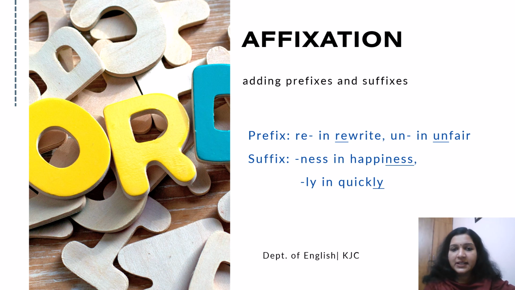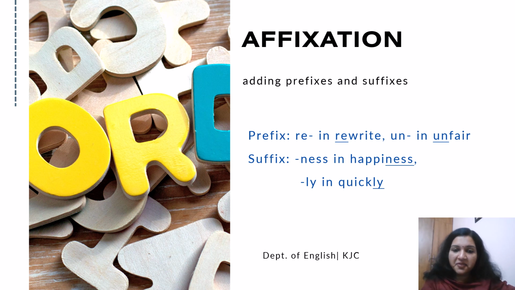Affixation is nothing but either adding a prefix or a suffix, sometimes both, to create a new word. Say, for example, the word right. If you add the prefix re to the word right, we'll get rewrite. To the word fair, if you add un, we get unfair, an entirely different meaning. Fair, unfair. We created an opposite word by adding a prefix.